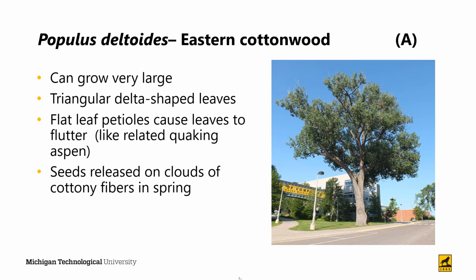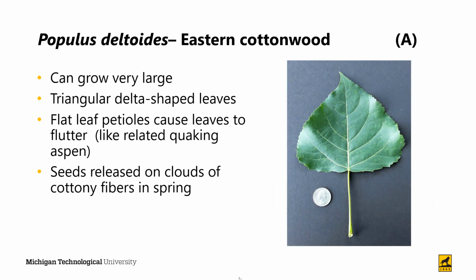Let's continue along the southeast corner of the library toward what may be the most massive tree on campus. It's the huge eastern cottonwood. The species Populus deltoides gets its name from the triangular or delta-shaped leaves that flutter in the wind. This fluttering action is due to the flat leaf stem or petiole that twists in the wind, similar to the cottonwood's close relative quaking aspen. The common name comes from the large amount of cottony fiber the tree produces each spring that carries the tiny seeds on the wind.